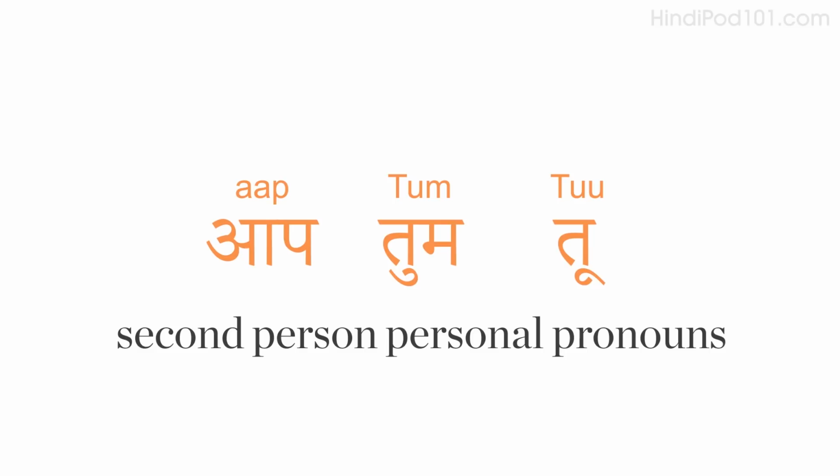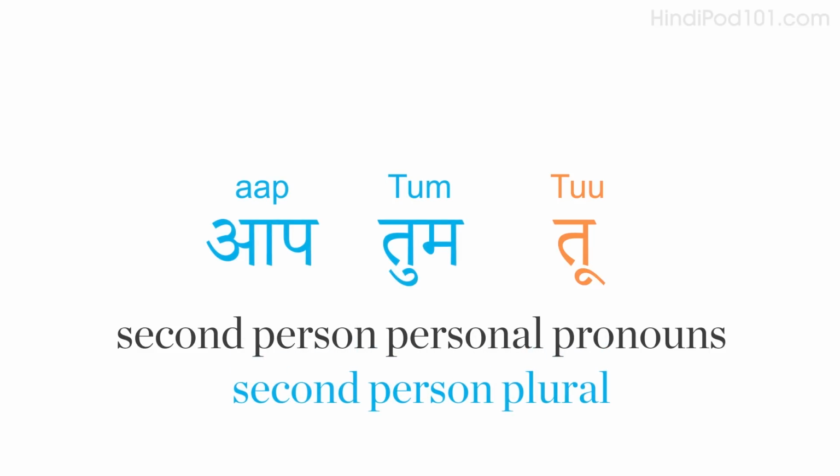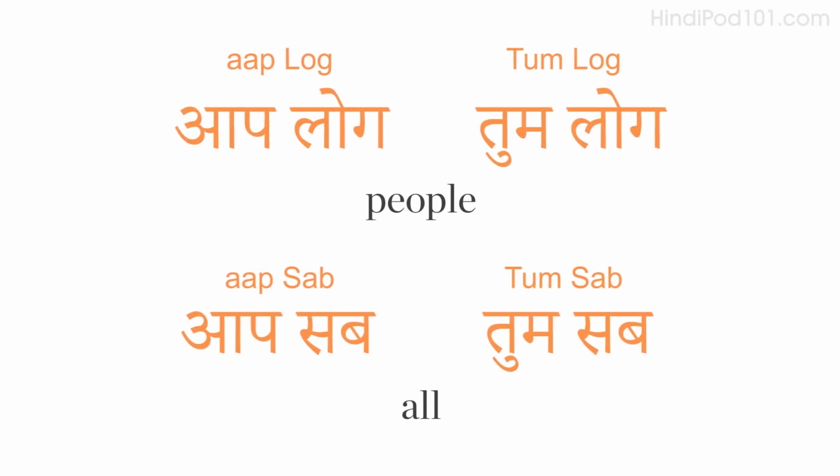The interesting thing is that you can use tum and aap as the second person plural too. But generally, a word like all or people is added to tum and aap to make the second person plural. So, you could say tum log or aap log, where log means people. Or you could say tum sab or aap sab, where sab means all.